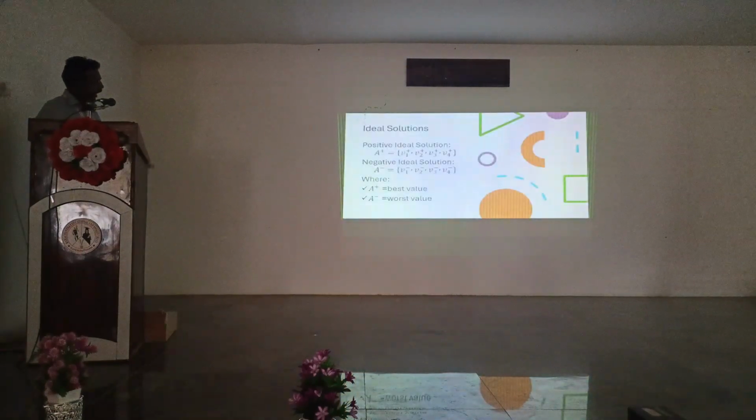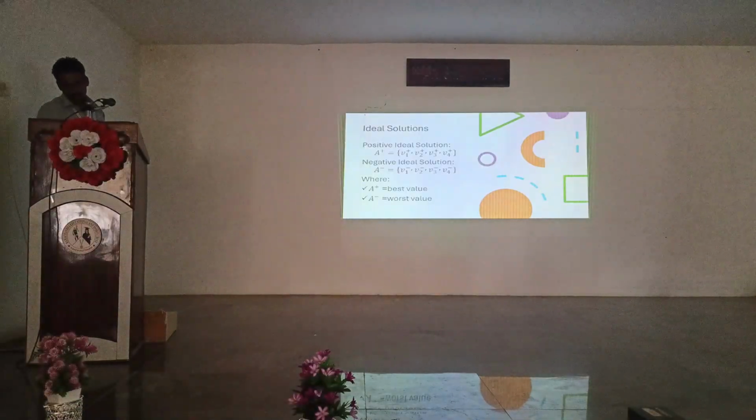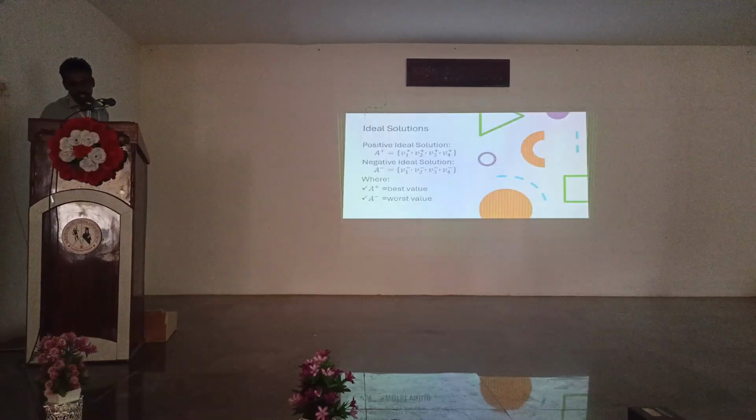Next, ideal solution equation. In TOPSIS, two types of ideal solutions are identified. The positive ideal solution represents the best possible values for all criteria. And the negative ideal solution represents the worst possible values. The goal is to select the technology that is closest to the positive ideal solution and farthest from the negative ideal solution.